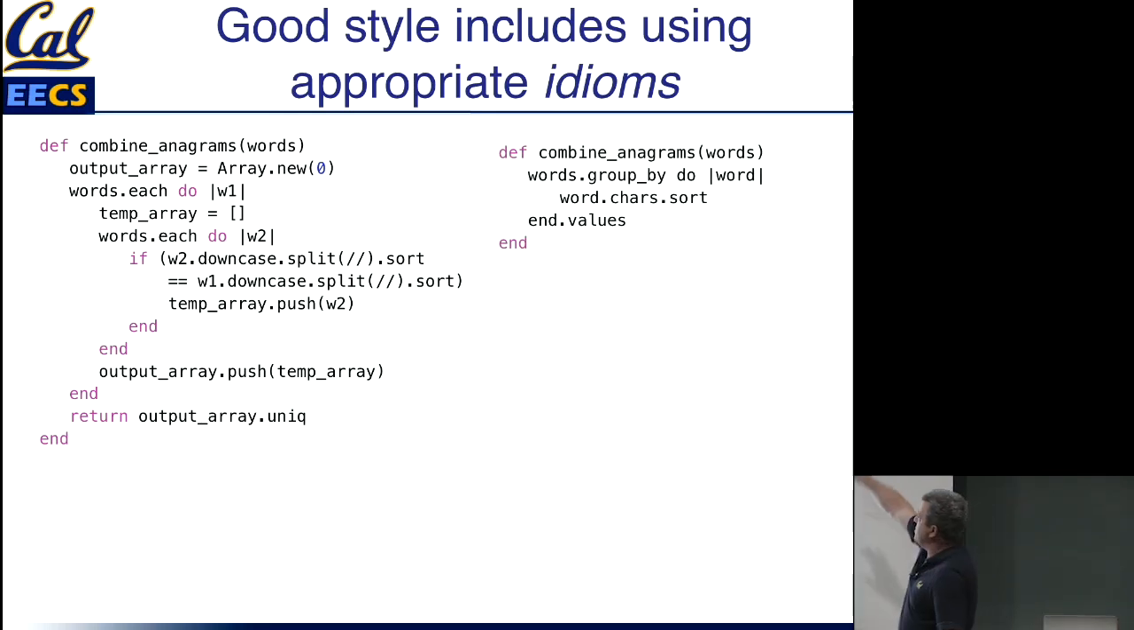And the reason is that the person on the right understood that if you look in the Ruby standard library, you can find this thing called group_by that actually lets you take a list and partition it into sublists depending on the result of another predicate function.